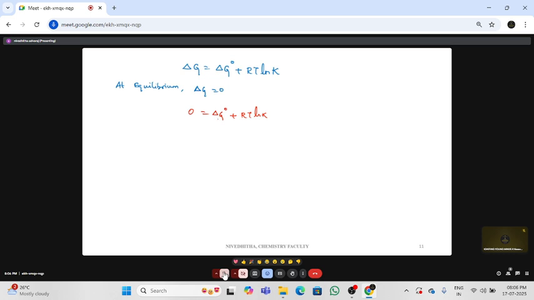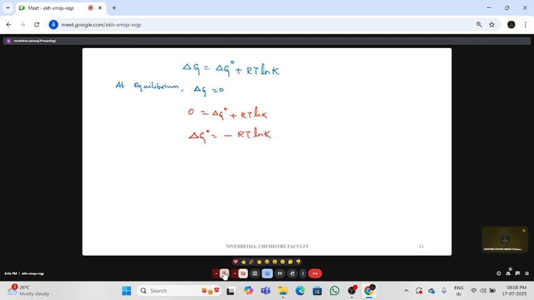Now I want this delta G naught to be on the left. If I bring this delta G naught to the left, it will be minus delta G naught, which is equal to RT ln K. Throughout, I'm going to multiply by a negative. So delta G naught is equal to minus RT ln K.